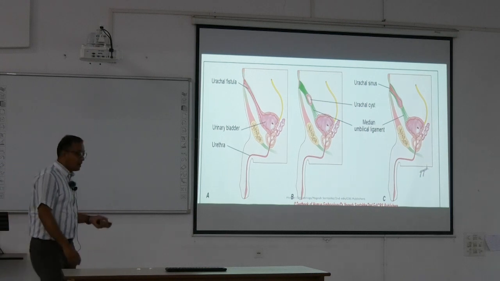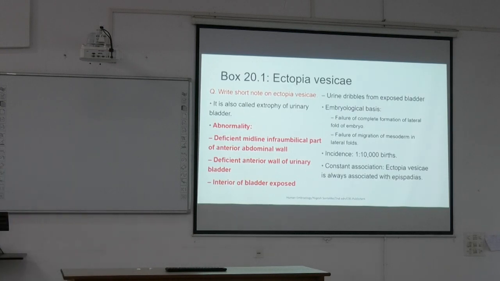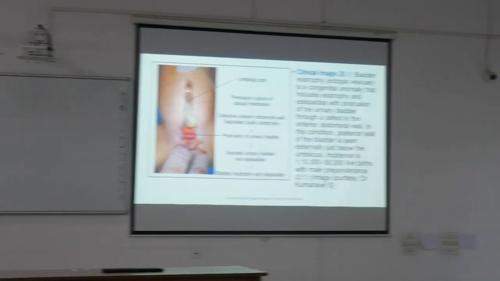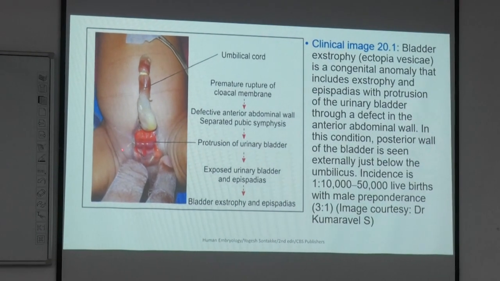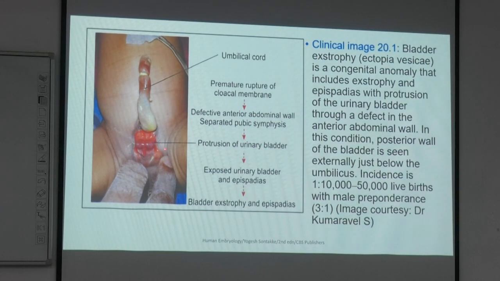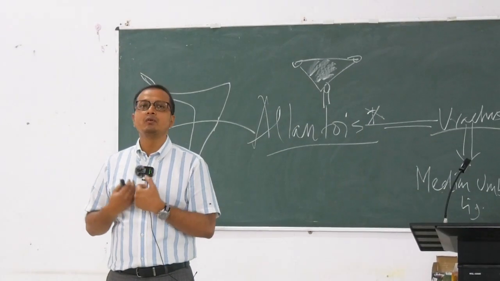Another variety, which is a grave variety of a developmental error, we call ectopia vesicae. Now, what is this? We have a kid born like this, with an opening of the infra-umbilical part of the abdomen. The lower part of the abdomen is open, and you see this protrusion of the urinary bladder coming out. What you are seeing here is not a formed urinary bladder. That means the apex and this part is not formed. What you are seeing here is the posterior wall of the urinary bladder.